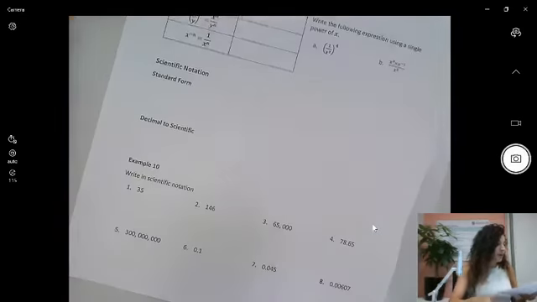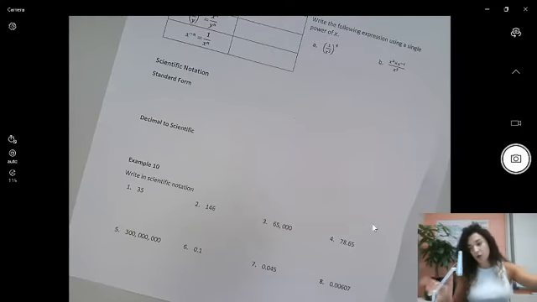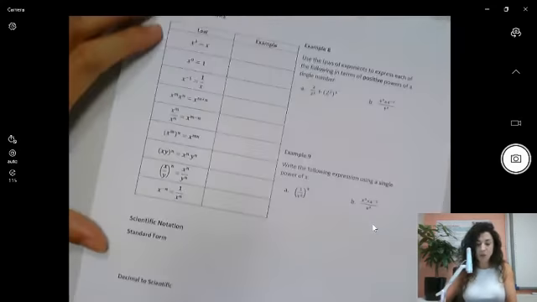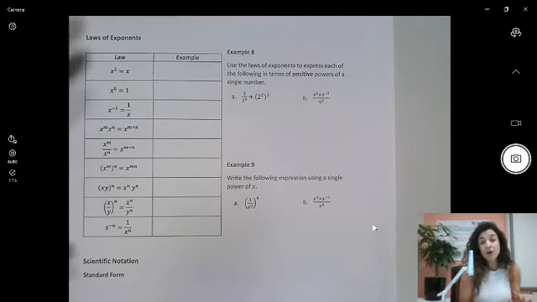The second half of our notes are preparing us for tomorrow's homework, or the next time I see you, which is scientific notation. But all I want to do today is do a quick overview of what our exponent laws are. So here's a list of your exponent laws. These are not in your formula packet. You are required to know what these are and what they imply.